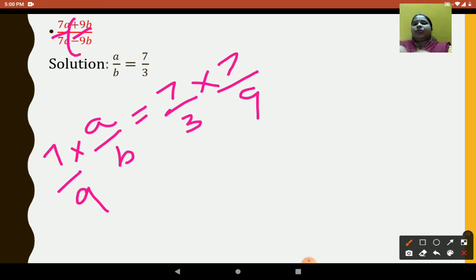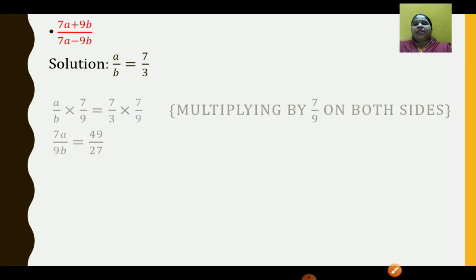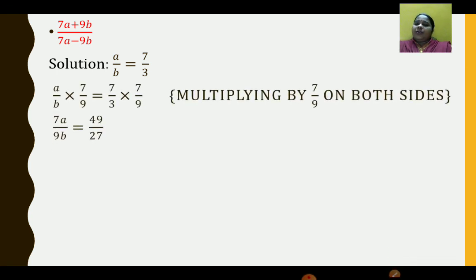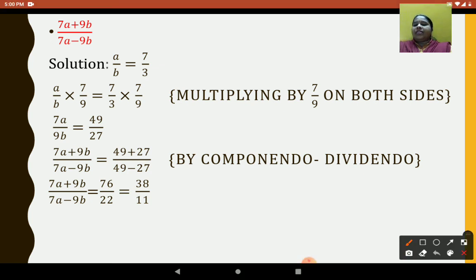See the form of the question. It is plus minus. Plus minus is what? Componendo, dividendo. So these are the steps to be followed, exactly similar to the first question. 7a upon 9b will be 49 upon 27. Use componendo, dividendo. 7a plus 9b upon 7a minus 9b is equal to 49 plus 27 upon 49 minus 27. So once you subtract, what will you get? 76 upon 22, divided by 2, you get 38 upon 11.